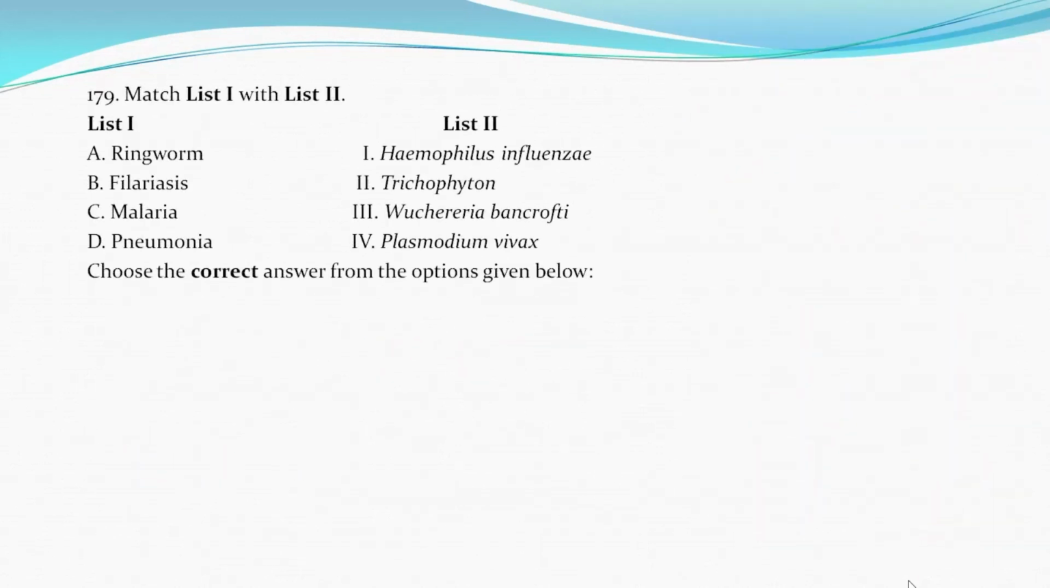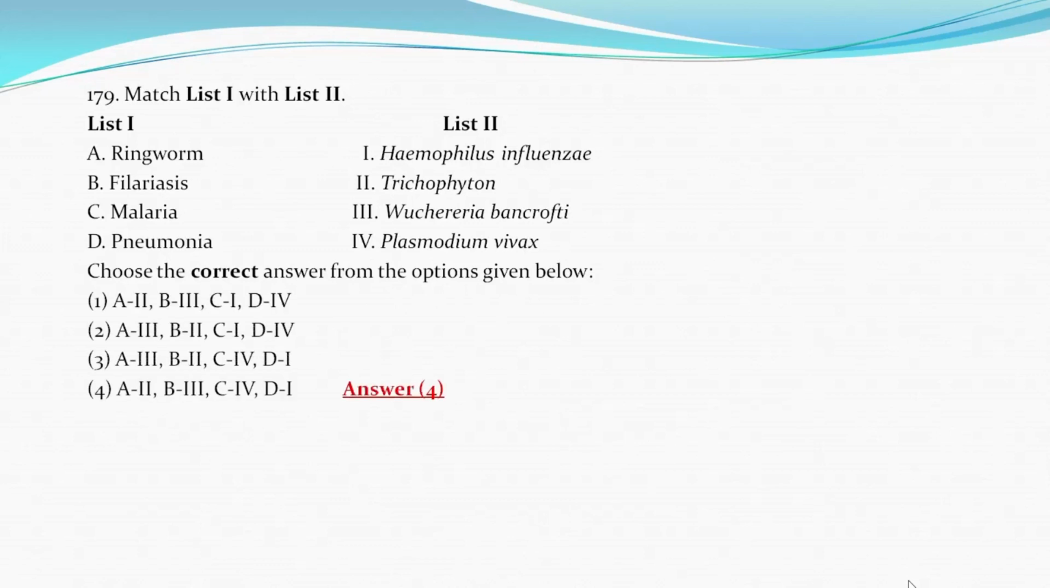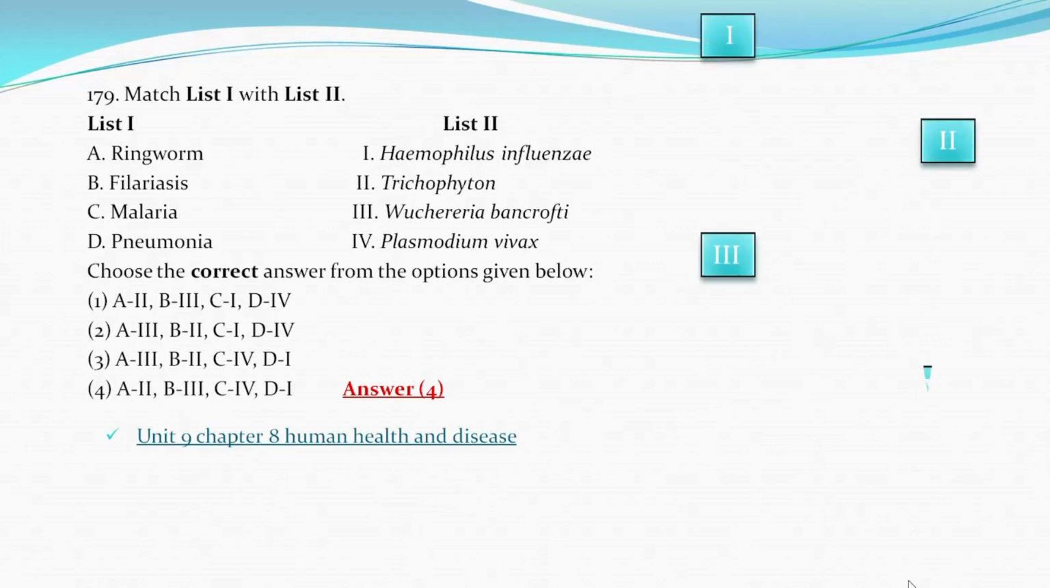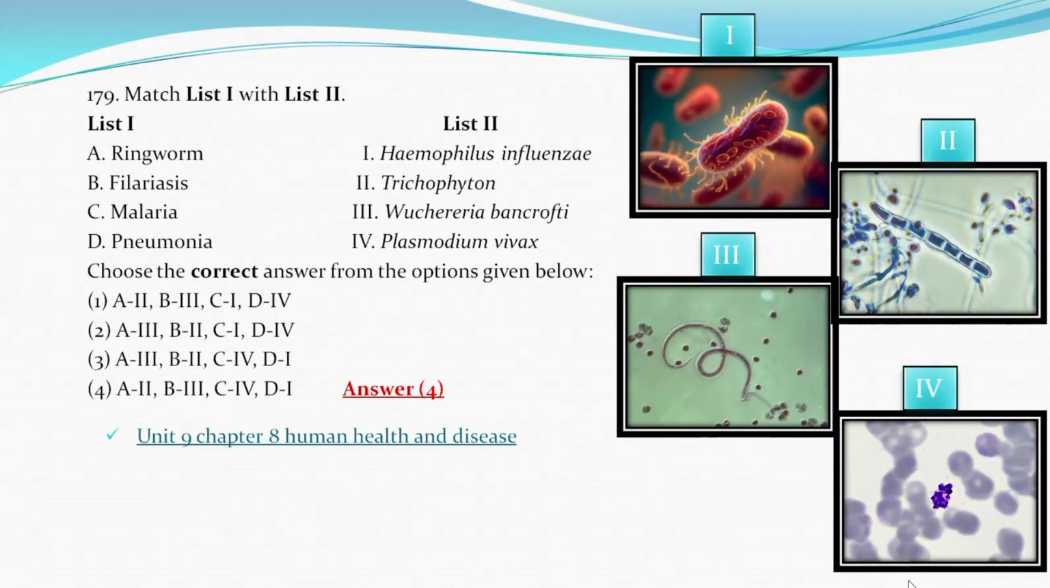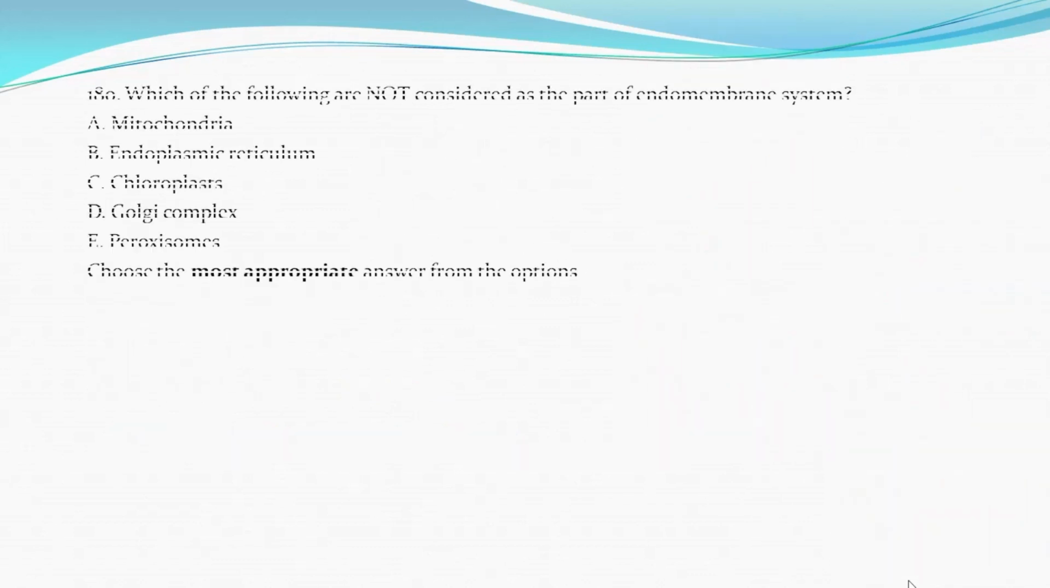Next question is, match List 1 with List 2. List 1: ringworm, filariasis, malaria, pneumonia. List 2: Haemophilus influenzae, Trichophyton, Wuchereria bancrofti, Plasmodium vivax. Choose the correct answer from the options given below. So the answer is option 4. And this question is taken from Unit 9, Chapter 8, Human Health and Disease.